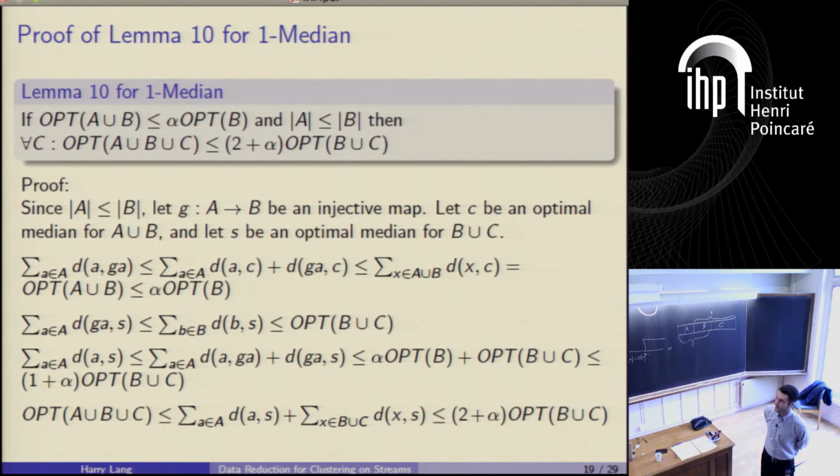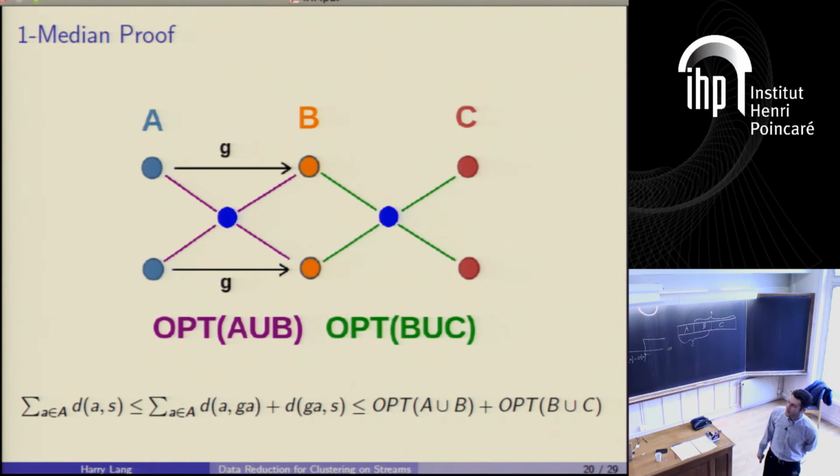So this was done for 1 median. Here is a visual for what we did. Just imagine that the blue is A, the orange is B, and the red is C. A and B have the same size here, but in general, B can be bigger. So pick some injective map. I'm sending this point to this point, and this bottom point to this bottom point. That's my injective map. What's my optimum center for A union B?